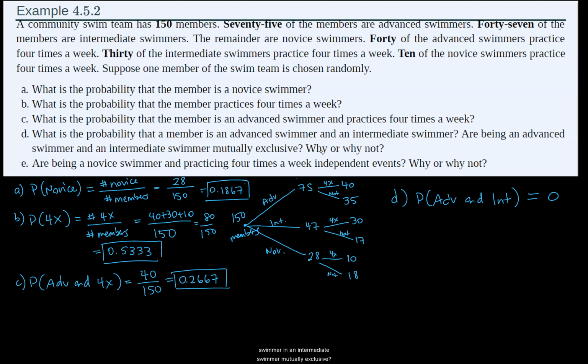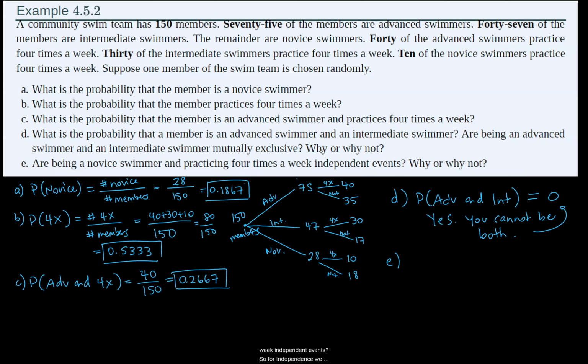Are being an advanced swimmer and an intermediate swimmer mutually exclusive? Yes, because you cannot be both at the same time. And the probability of being both is 0. And the last part of the question, are being a novice swimmer and practicing 4 times a week independent events?